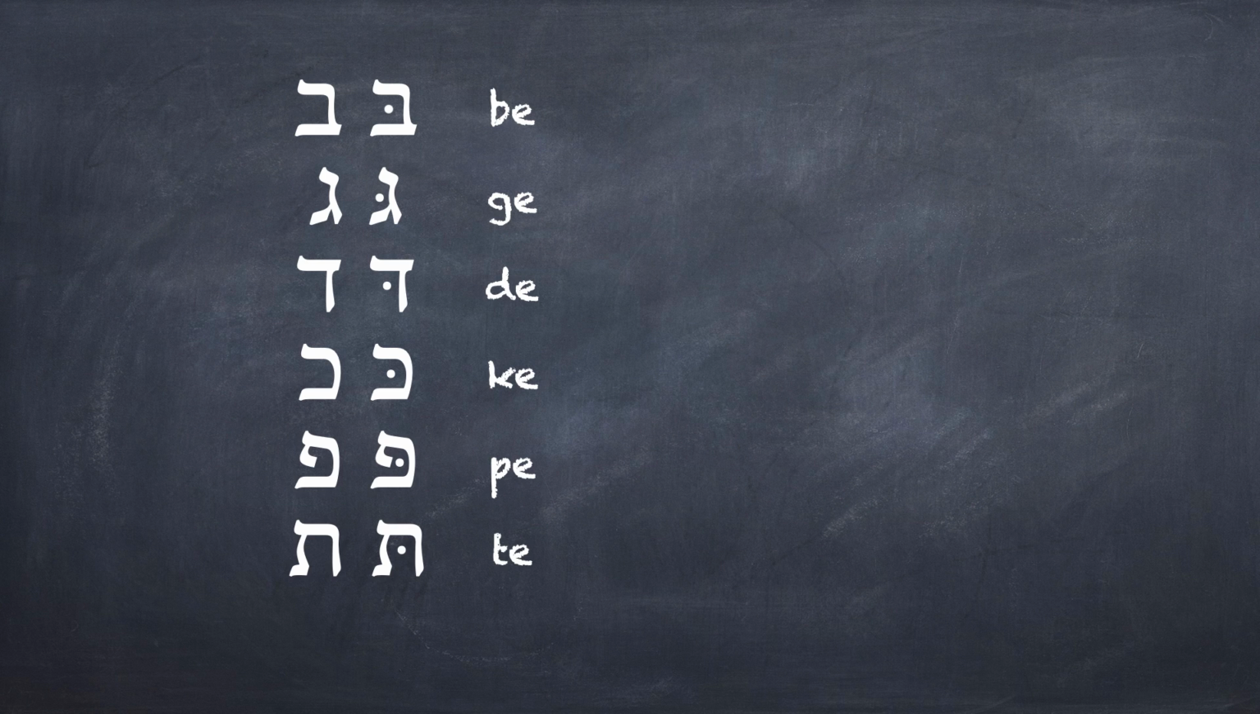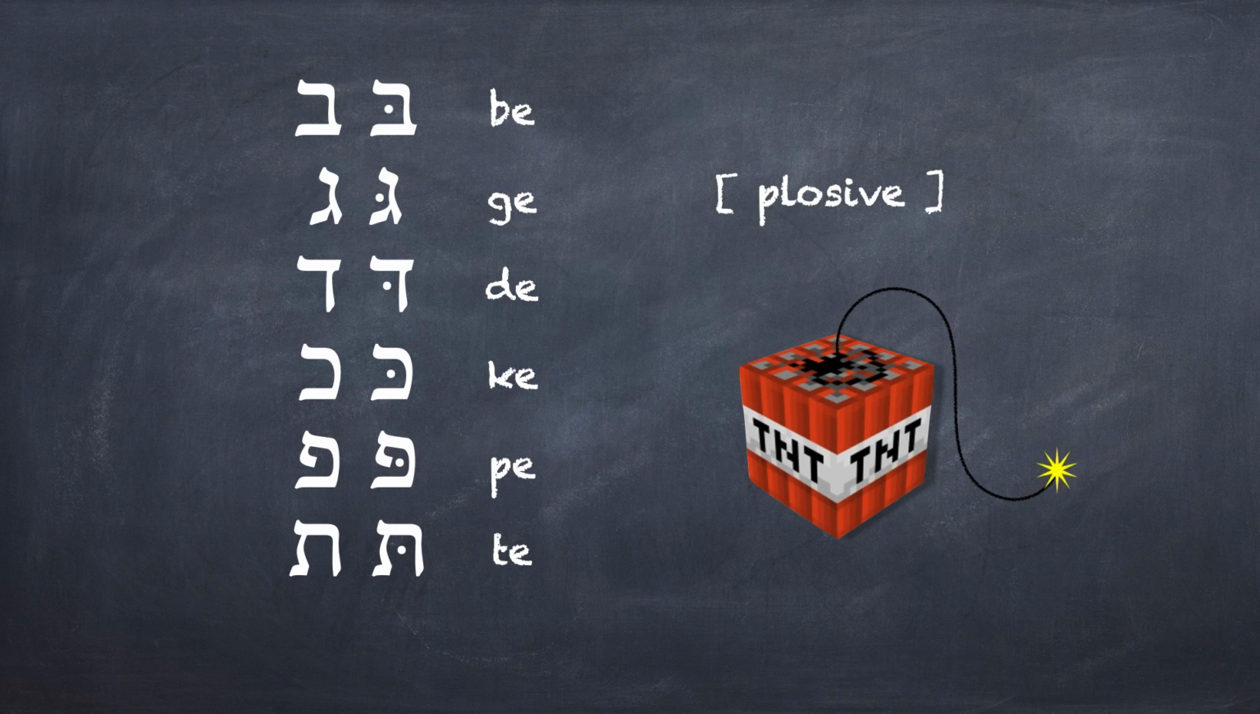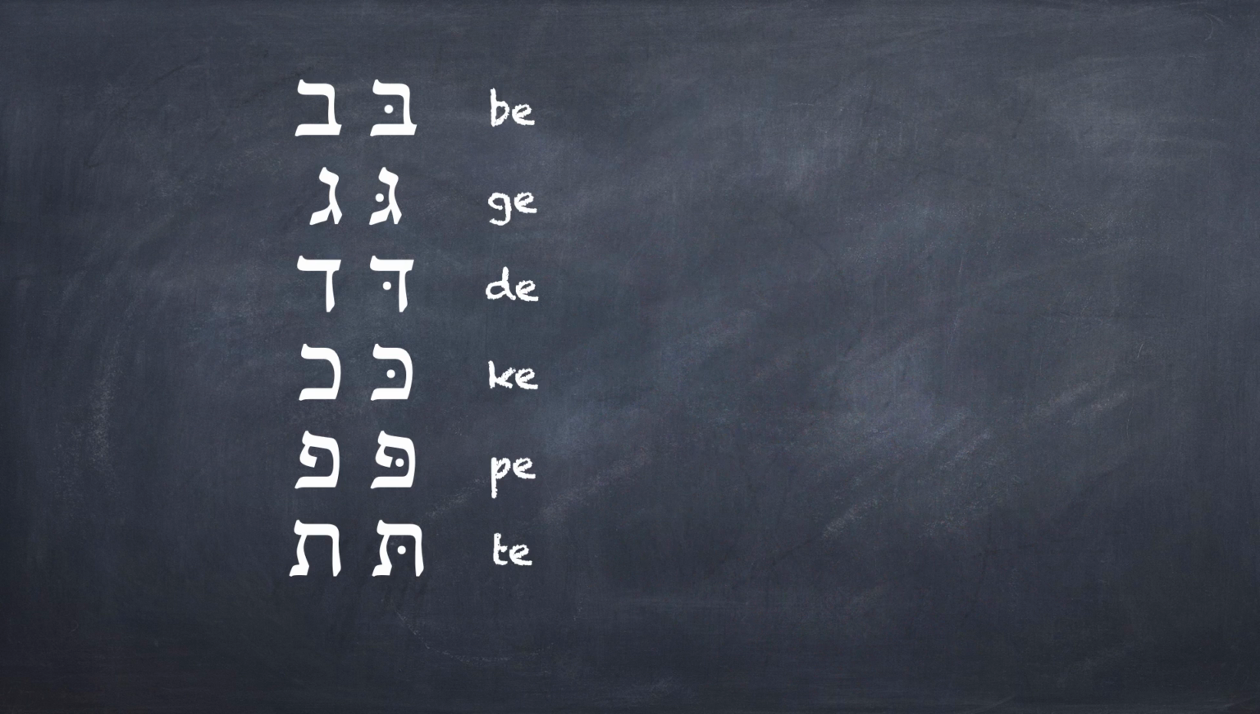In grammar speak, these are known as plosive articulations because of the little explosion of air that you make by stopping and starting the airflow. You can actually feel this plosion if you hold your hand right in front of your mouth as you say them. Be, de, pe.